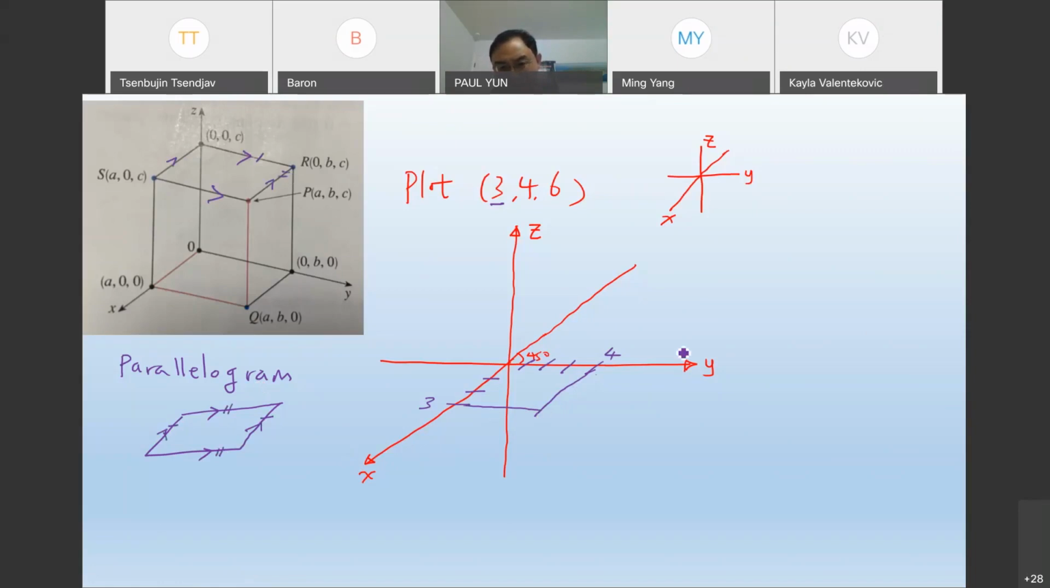Everybody type the point's location. 1, 2, 3. Type this location on chat. Could you tell me what this location is? Please tell me the location of this point. Yeah, 3, 4, 0. Okay. So then it's going to increase what? Increase 6, isn't it? Up.